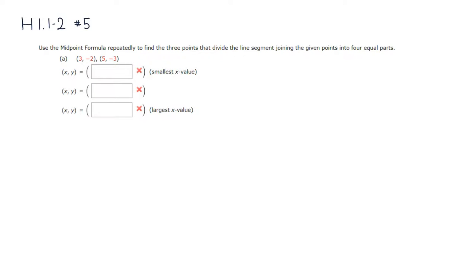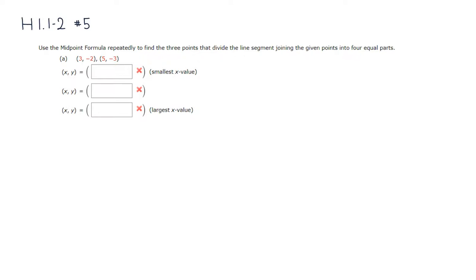Alright, let's look at the homework 1.1, 1.2, problem number 5. We're going to apply the midpoint formula repeatedly to find three more points that divide the line segment into three equal parts. Alright, so let's do that.